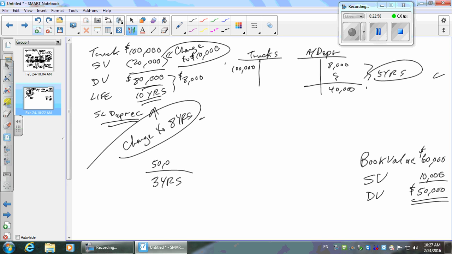So what's 50,000 divided by 3 years? Each year it's going to be 16,667. Is that right? Debit depreciation expense, credit accumulated depreciation. Now look what happens here. I keep crediting accumulated depreciation, 16,667, 1, 2, 3 years.